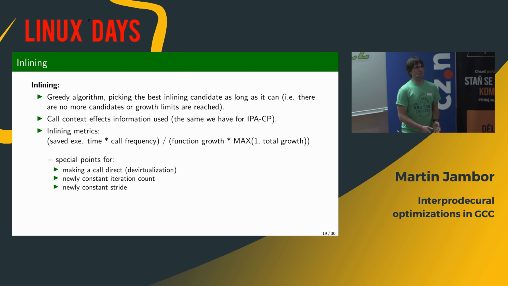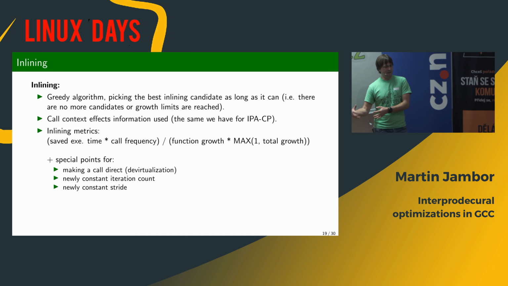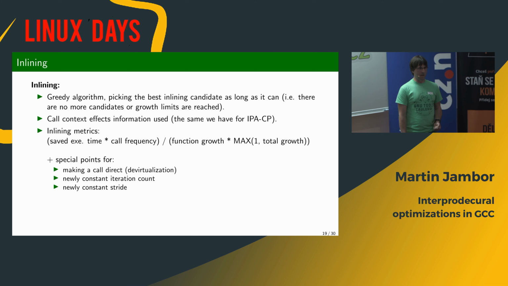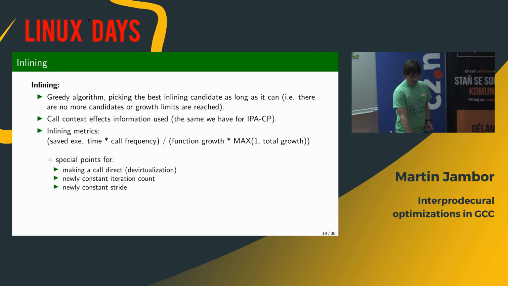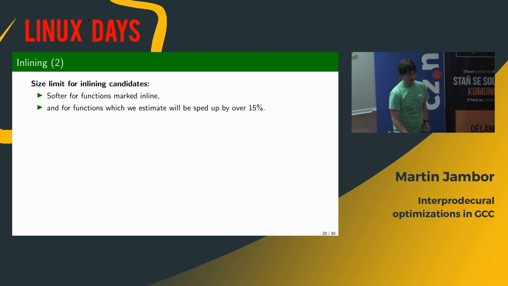And an inline candidate can get special points for various things that are good, like making a call direct, which allows for further devirtualization. Again, newly discovered constant iteration count, newly discovered constant stride, again, something that I covered when I was talking about IPA-CP, and there can be penalties. Inlining of recursive functions is possible. Recursive inlining is a thing, but often not very useful, so there is a penalty for that. Cross-module inlining also is slightly penalized.